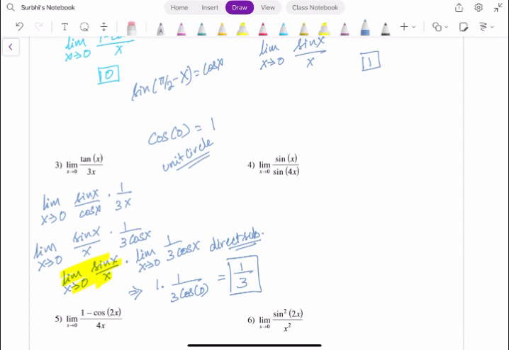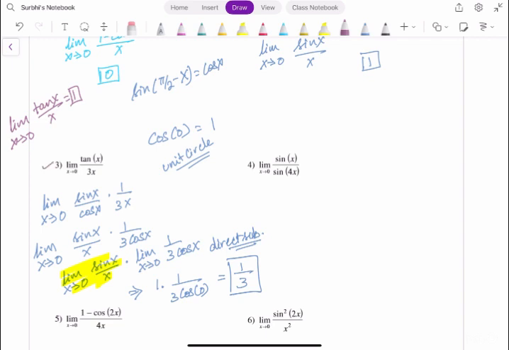Let's talk about another way to solve it. We can use, as I said, tangent x over x as limit x approaches 0. So you can bring x with tangent x, that means tangent x over x, times the limit x approaches 0, 1 over 3. This will give you just 1 from tangent x over x, and you are just left with 1/3. So that is the shortcut to solve this one.